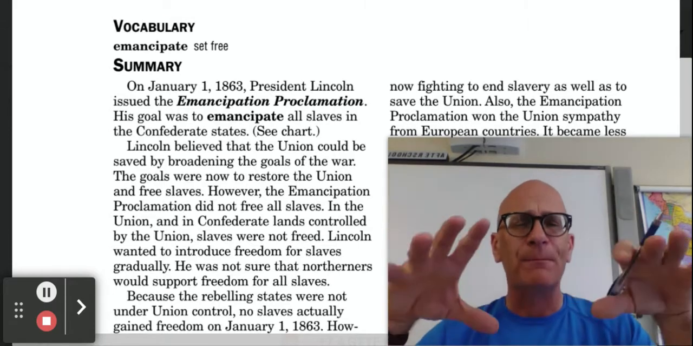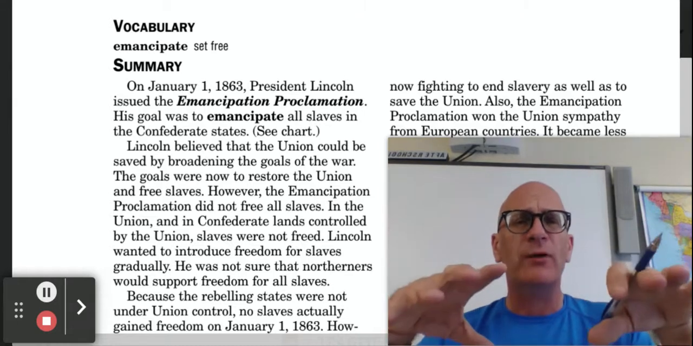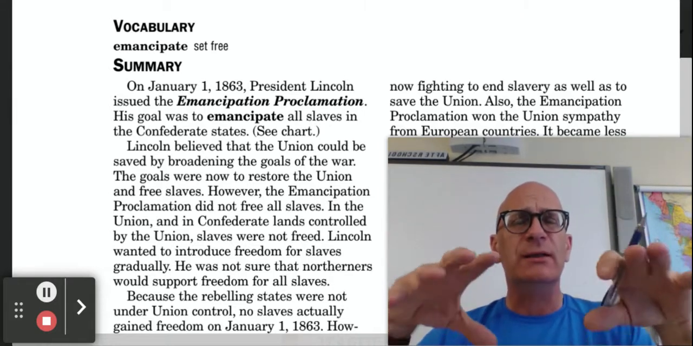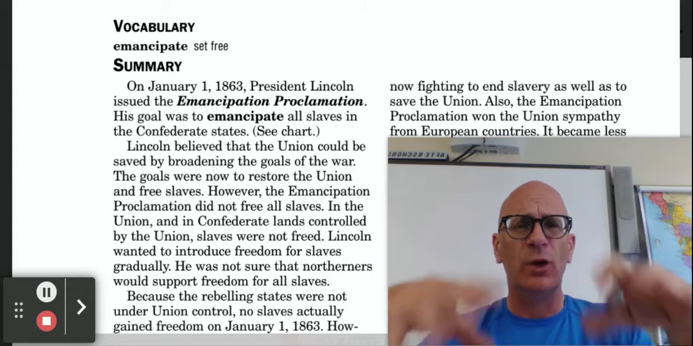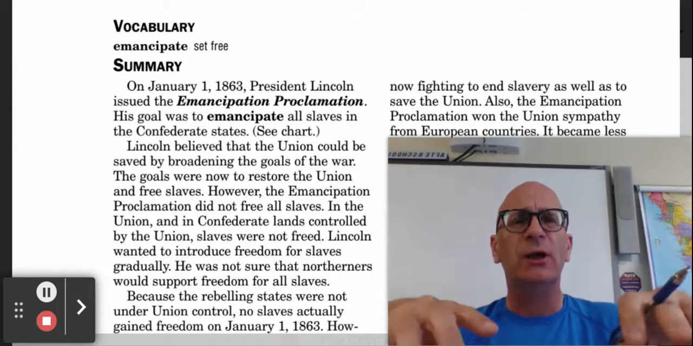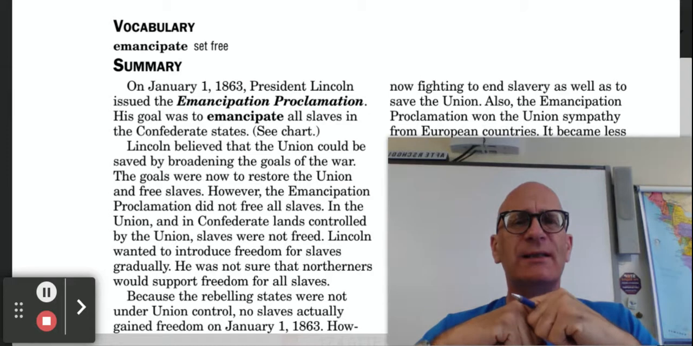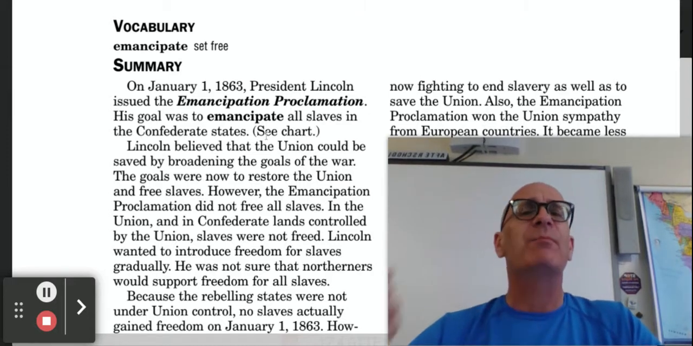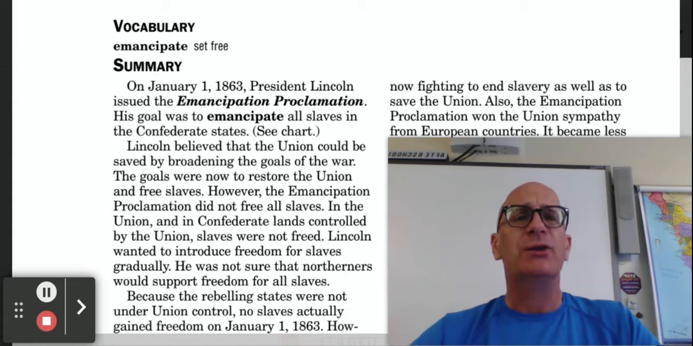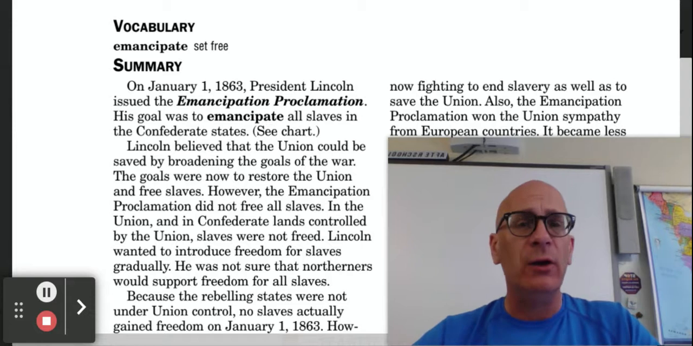Lincoln believed that the Union could be saved by broadening the goals of the war. When we look at the war when it first began, Lincoln's initial goal upon taking office and when the war begins is to restore and force the seceding states back into the Union. Lincoln believed that the Union could be saved by adding to that original goal. And the goals were now to restore the Union and free the slaves.